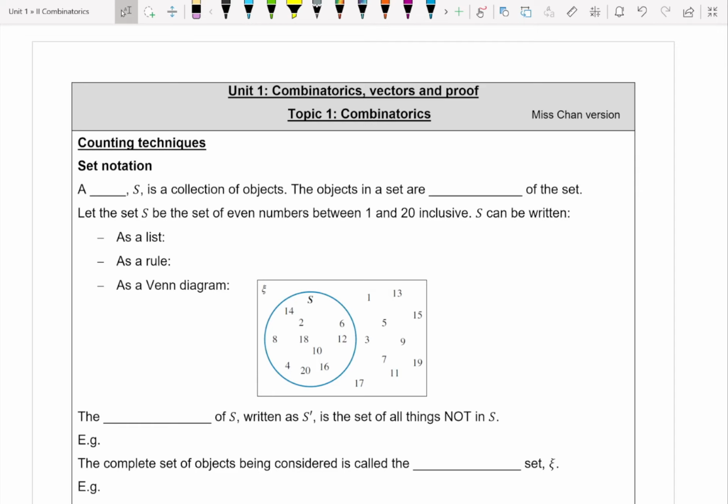Today we're starting our new topic of combinatorics. But before we can look into counting techniques, we first want to just do a general overview of set notation. So if we have a set S, which is a collection of objects, all of the objects in that set are called elements of the set.